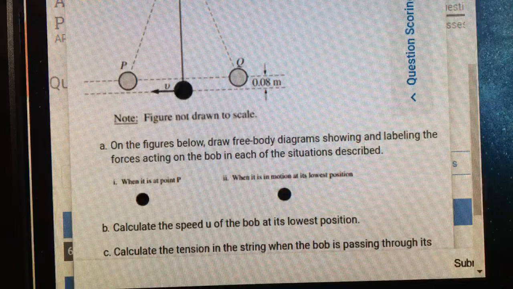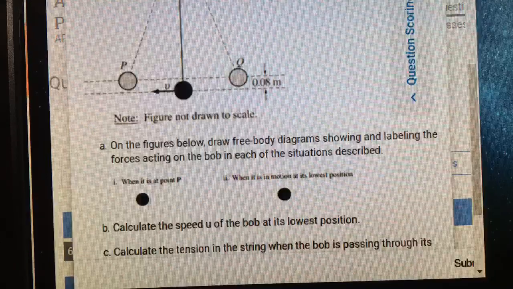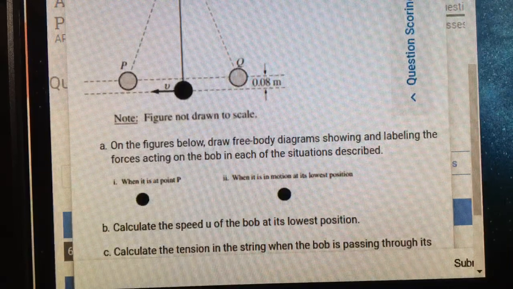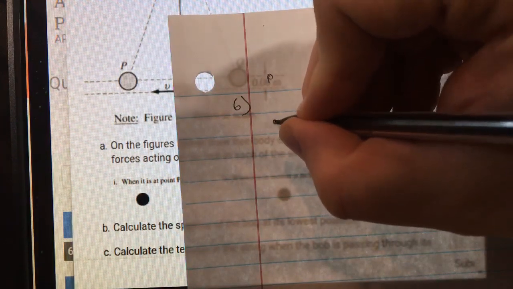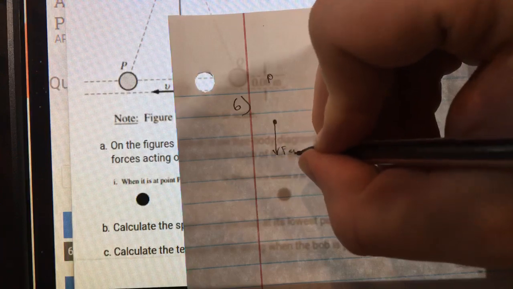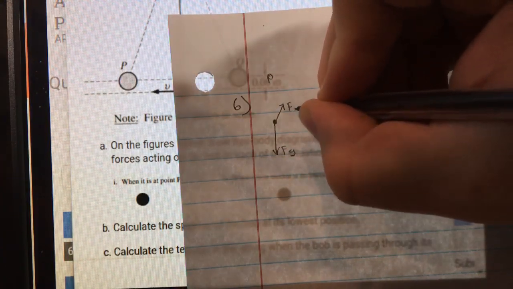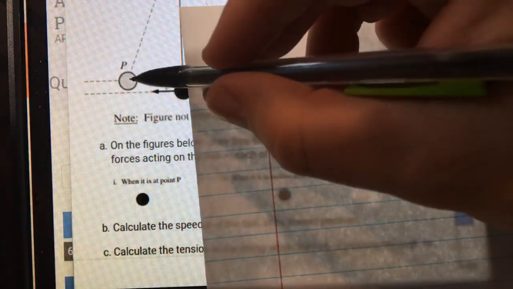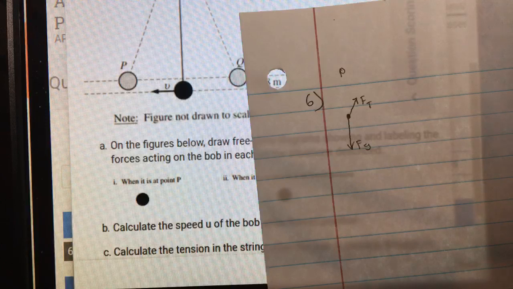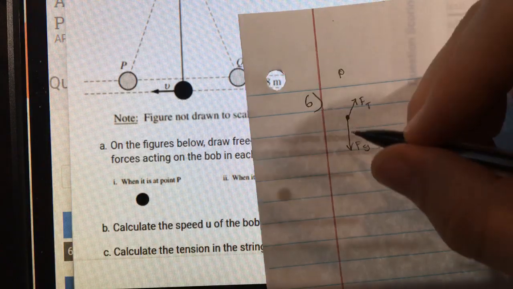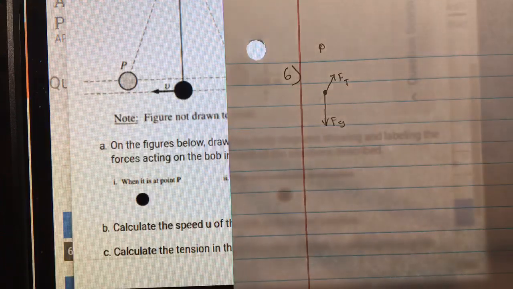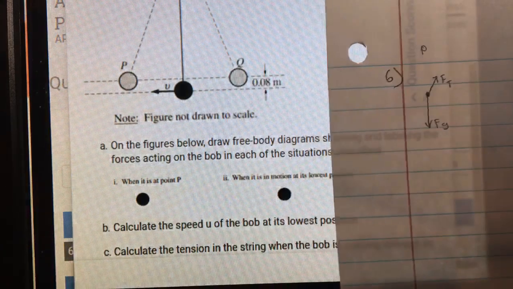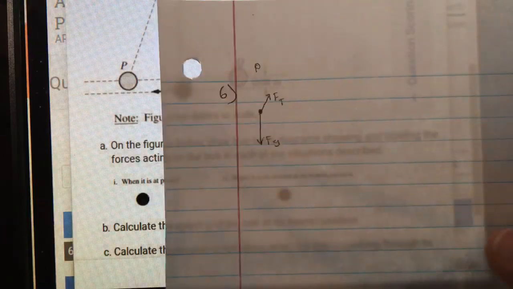Alright, so let's do this. Free body diagram showing and labeling the forces acting on the bob in each of the situations described. So A wants a free body diagram when we're at point P. So I have gravity pulling down, and I have a small amount of tension holding up. Point P is right here, tension pulls up and right. So I have a small amount of tension because the tension isn't holding up the entire weight. Some of the weight is going into moving down, while only part of the weight is going into stopping this mass from moving.